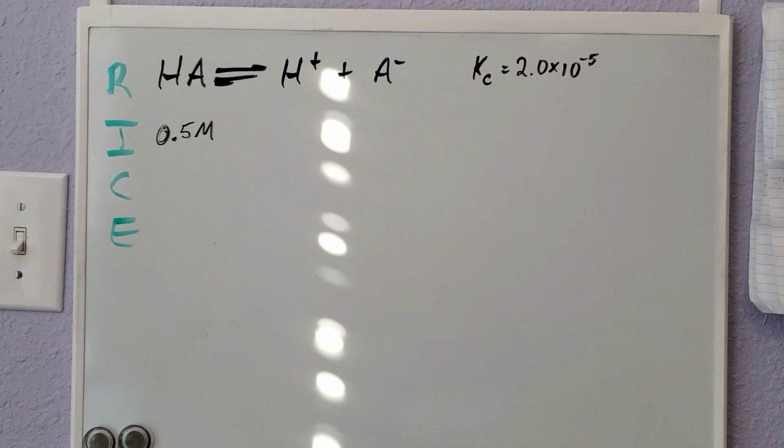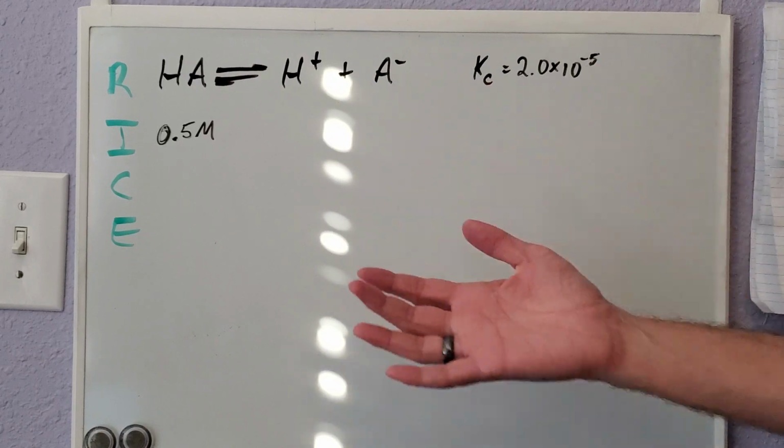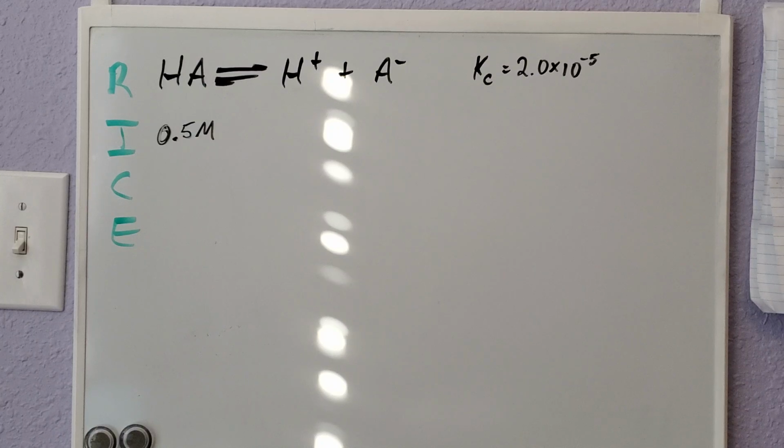In the previous video, I discussed how you can use these ICE tables in order to calculate for your unknown K values. Luckily for us, we can also use these ICE tables in order to solve for unknown equilibrium concentrations, unknown really anything.